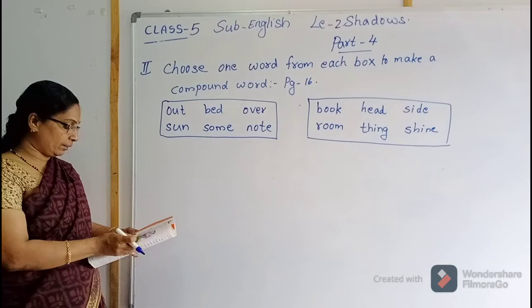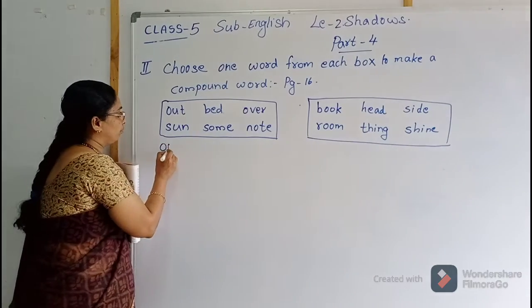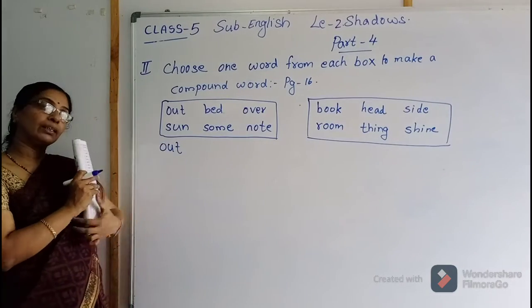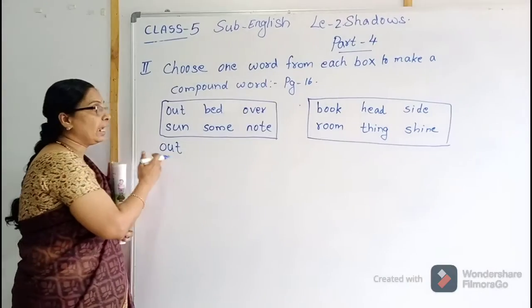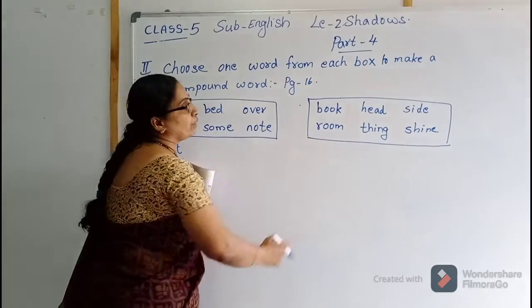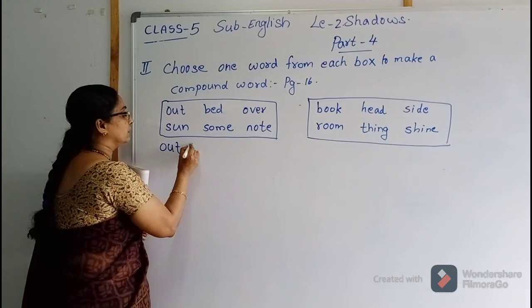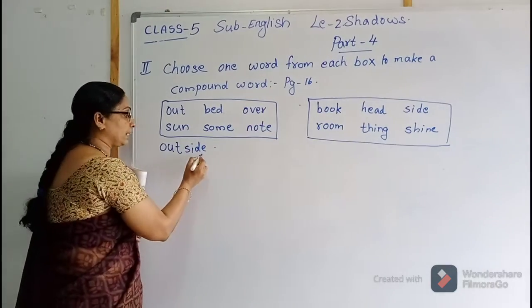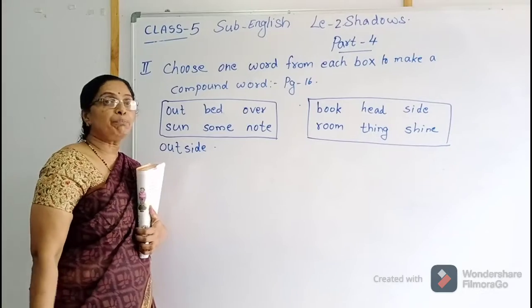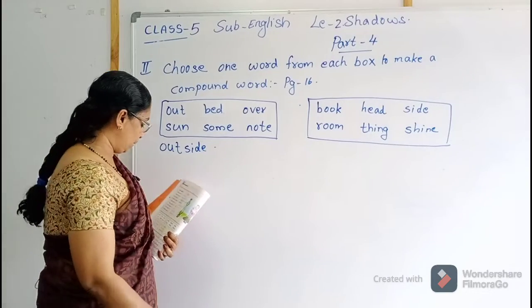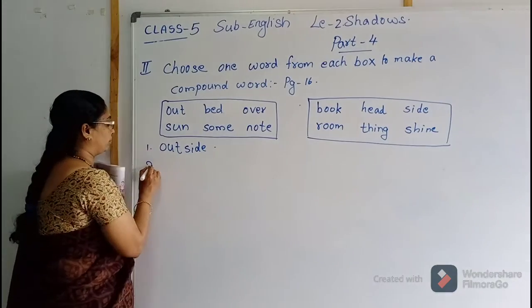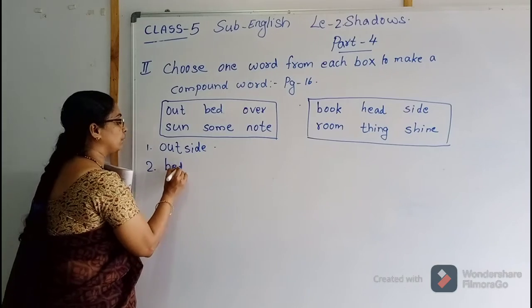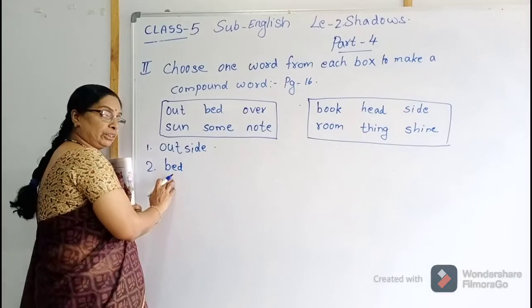Here some words are there. Out. Out has one meaning, and from here we are selecting one word, side. Side is also another word, but together this is the word outside. That is a meaningful word. The next one is here in this box, bed. You know this meaning, bed.